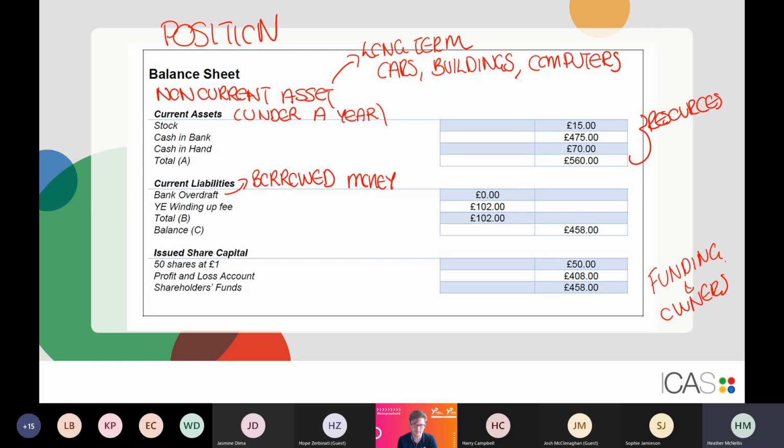Then what we have is our profit and loss account. And again, I'm just giving you some information in case you do read some other accounts just for research. This can also be called retained earnings.